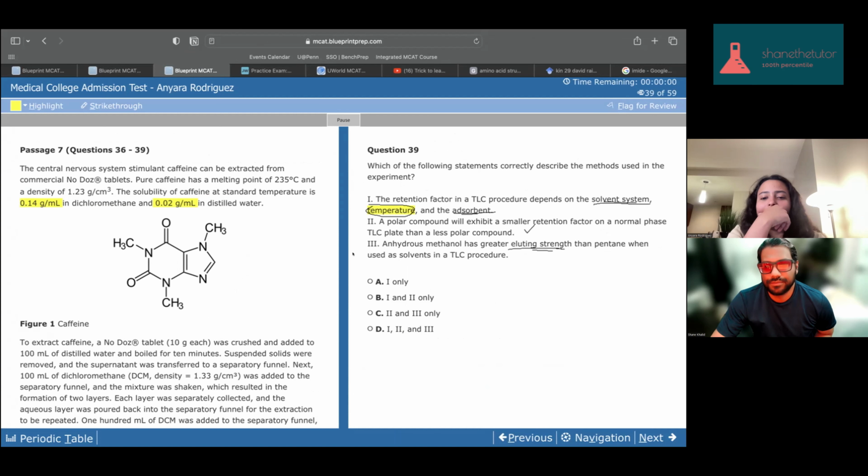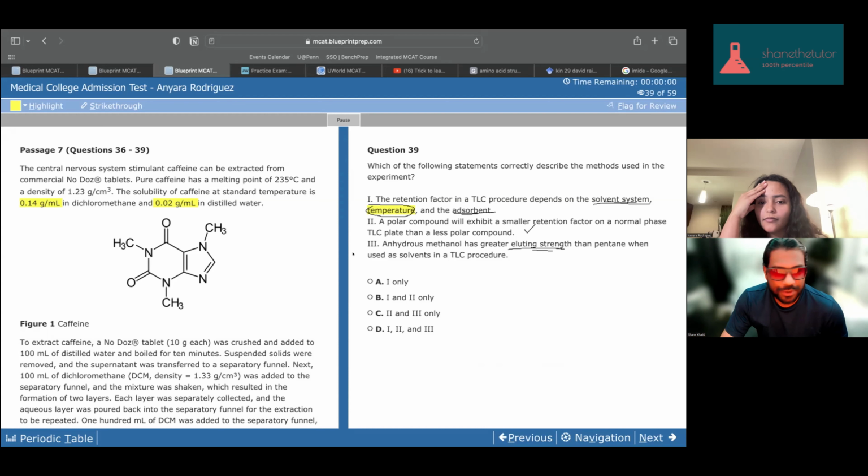I see. So, my question here is, when they say eluting strength, are they referring to the mobile phase, like the eluent, like the solvent? Is that what they're referring to? Yeah, because that will help it move up the plate more.